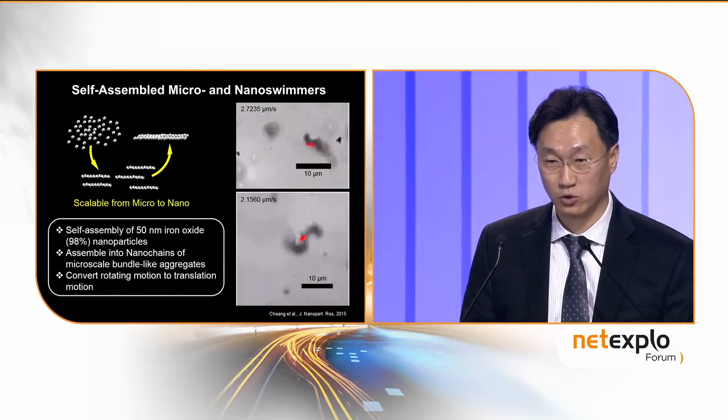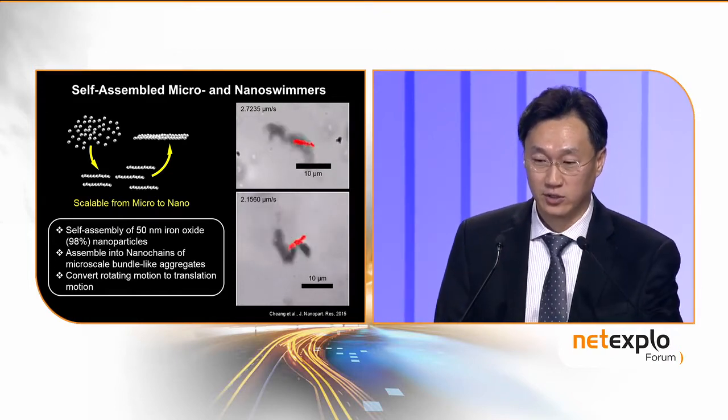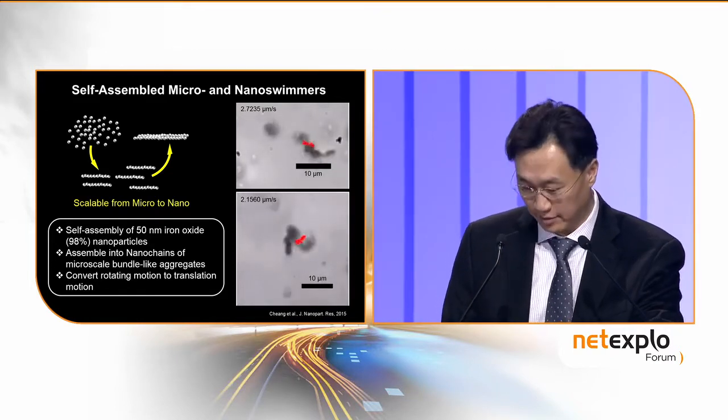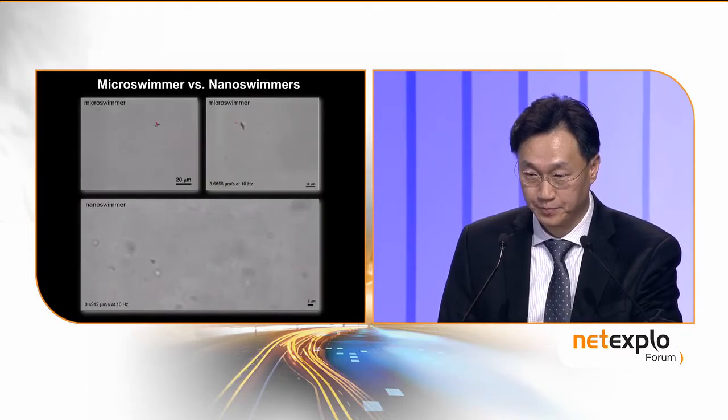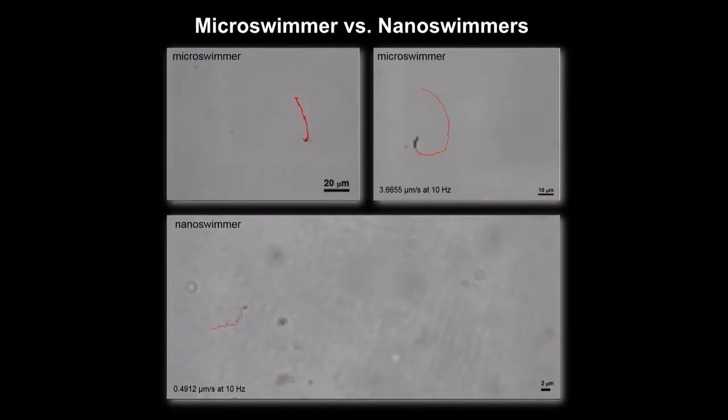So then we introduce a rotational magnetic field. So then they can just swim like that. So microswimmer and also nanoswimmer.